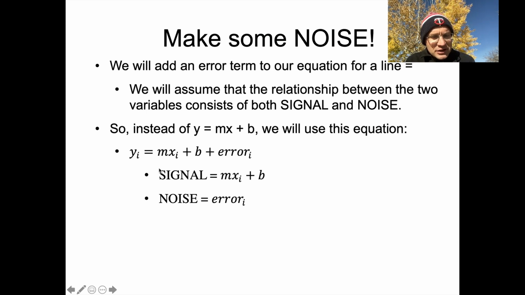So the signal in terms of our mathematical equations here is the y equals mx plus b part, but this y includes not only mx plus b, a nice solid equation for a line, but also includes an error term, so a bit of noise or error on either side of that linear equation.